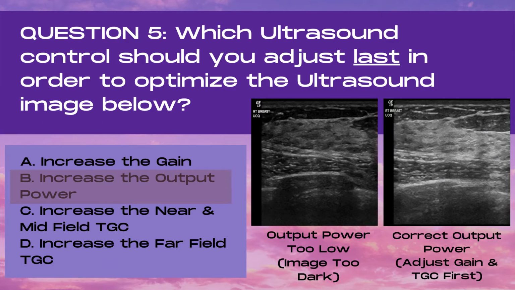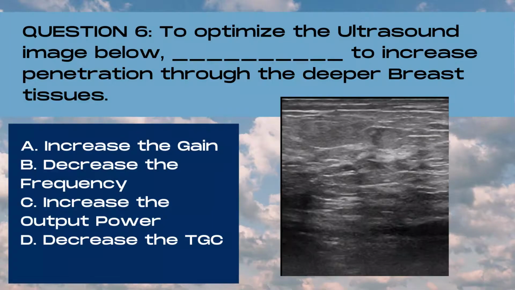Increase the output power. The output power control should always be adjusted last because it directly affects the strength of the pulse sent into the patient's body. When adjusting ultrasound machine controls, it's important to always have the safety of the patient in mind. And therefore, to change the brightness of an image, you should always adjust the gain and the TGC controls first before adjusting output power.